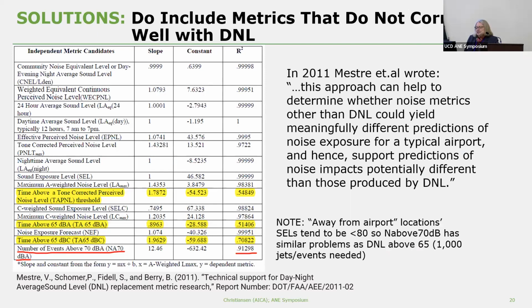Do include metrics that do not correlate well with DNL. This is from 2011, where Mestry et al. wrote in a report to the FAA: This approach can help to determine whether noise metrics other than DNL could yield meaningful different predictions of noise exposure for a typical airport, and hence support predictions of noise impacts potentially different than those produced by DNL. So if you haven't seen that report lately, look it up. And as part of the noise policy, we need a system of metrics, some of which do not correlate well with DNL.